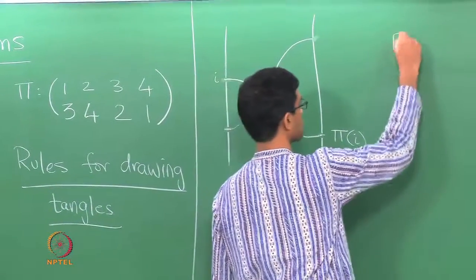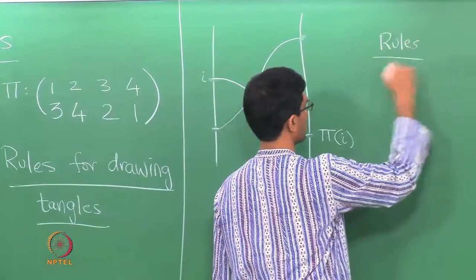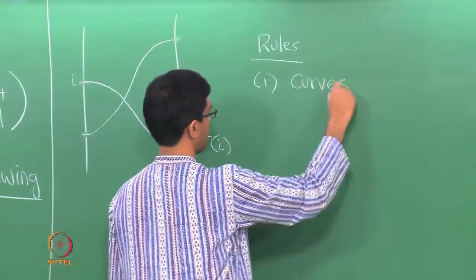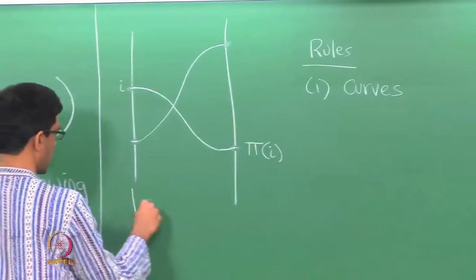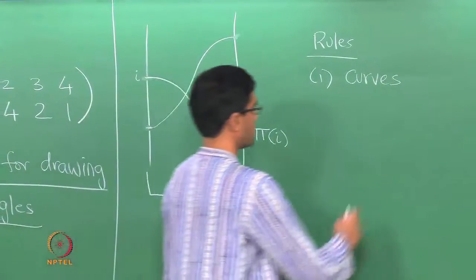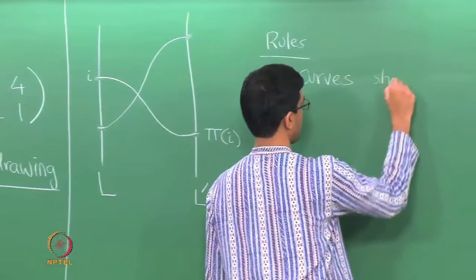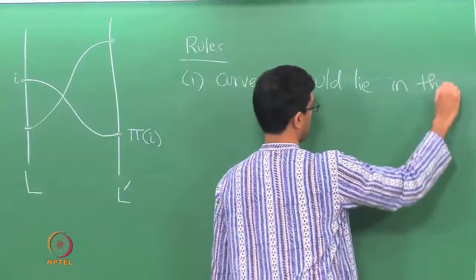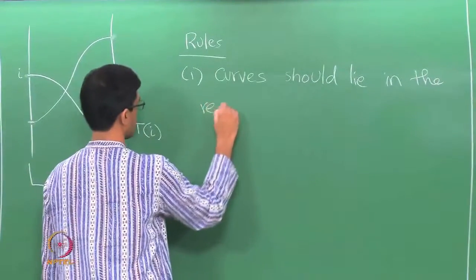Now what are the rules? Well, for a start, this curve should lie between these 2 lines that are drawn here. So let's call these lines L and L dash. What we want is that the curves should lie in the region between these lines.